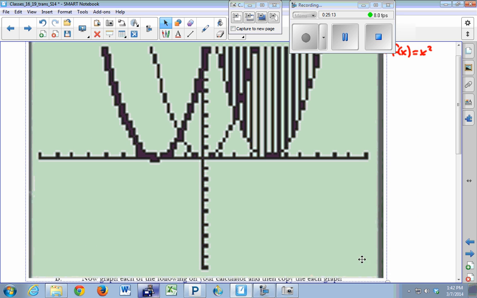Okay. So here's our original function, our parent function x squared. Goes like this. So this is f of x equals x squared. This nice big dark black function over here is the function g of x equals the quantity x plus 3 squared. And over here to my right, I have h of x, which is the quantity x minus 4 squared.